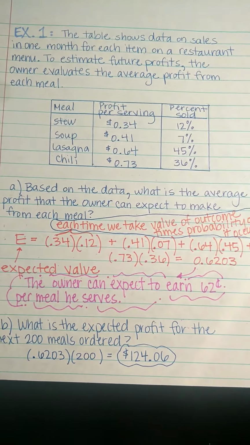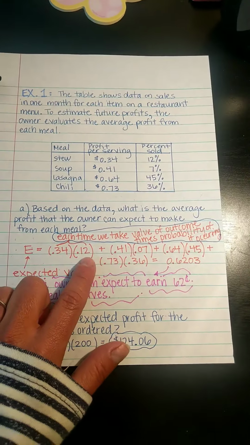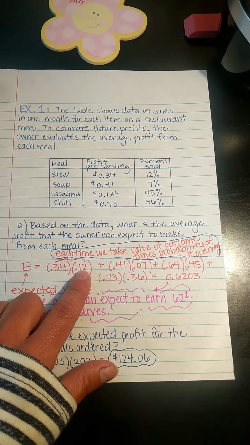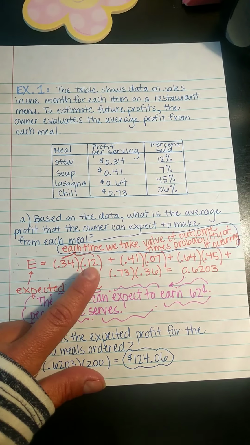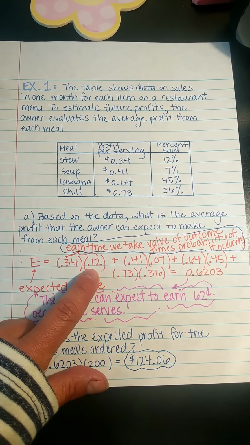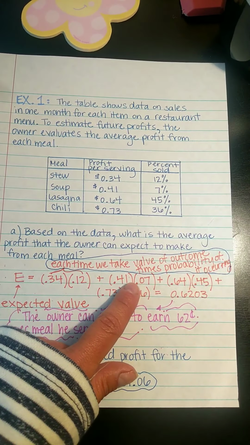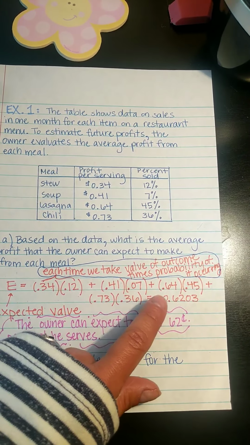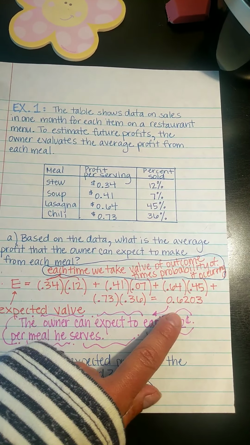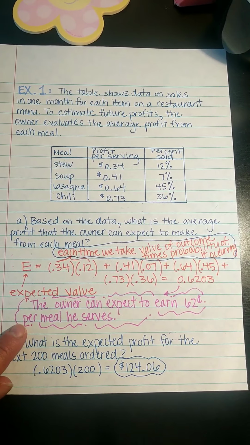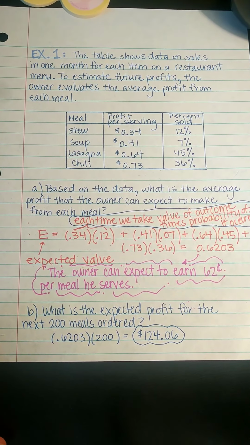I feel like this is actually useful. Okay, so for expected value, each time we take the value of the outcome times the probability of it occurring. So here, the value is he makes 34 cents. And remember, we turn percent into a decimal, so that's 0.12 of the time. Okay, he makes 41 cents, 0.07 of the time. We're adding the individual things, and when I evaluate that, we end up getting 0.6203. Okay, what that tells us is the owner can expect to earn 62 cents per meal he serves.